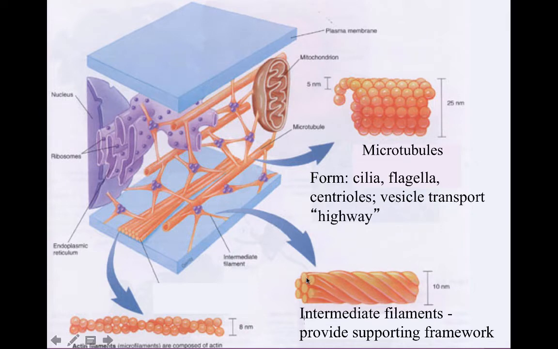Moving up in size, we move to intermediate filaments. Here you can see that there are several protein fibers that are twisted around one another, much like a Twizzler. And they generally provide a supporting framework for cells, and they also provide some structure to hold the organelles in place. Here you can see some intermediate filaments that are holding ribosomes and also mitochondria where they need to be.